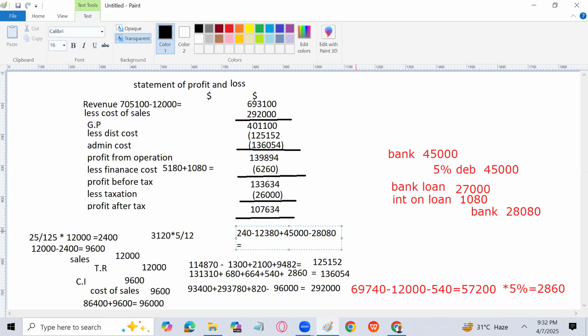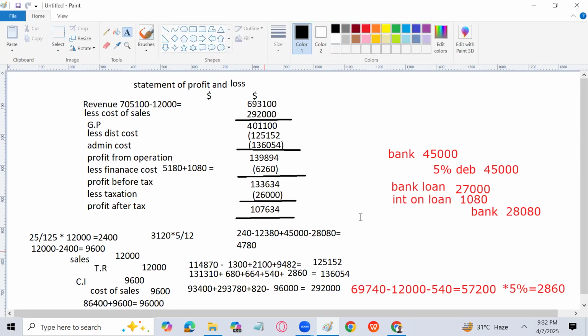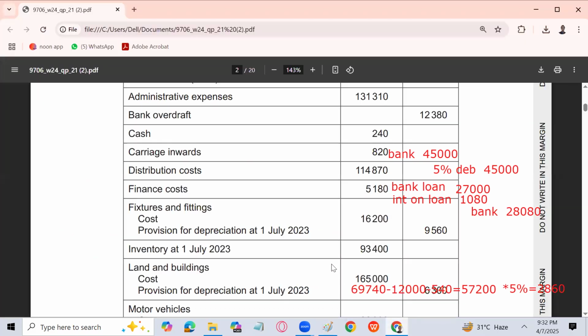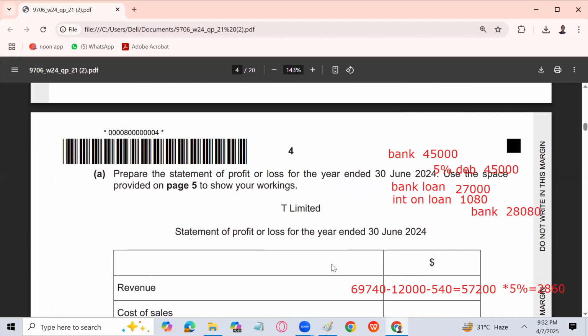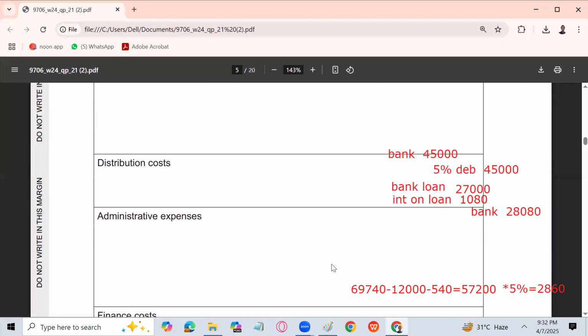So how much is going to be the answer? Obviously, it comes positive. 240 minus 12380. Cash and cash equivalent means cash in hand, cash at bank, and anything which can be converted into cash within a 3-month notice. Plus 45,000 minus 28080. 4780 is the cash, which is a positive figure. So cash and cash equivalent is positive 4780. So we have got the answer. The marks for this particular part are 4. Solve this particular part.